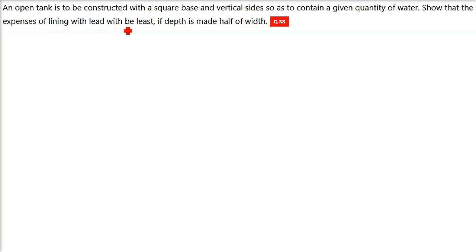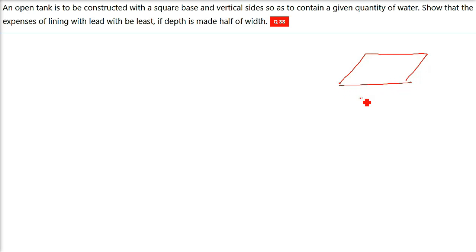An open tank is constructed with a square base and vertical sides so as to contain a given quantity of water. Show that the expense of lining with lead will be least if the depth is made half of the width. So depth is equal to width by 2 is what we need to get. And you are just going to witness the most beautiful drawing you have ever seen. I'm just drawing the open tank.